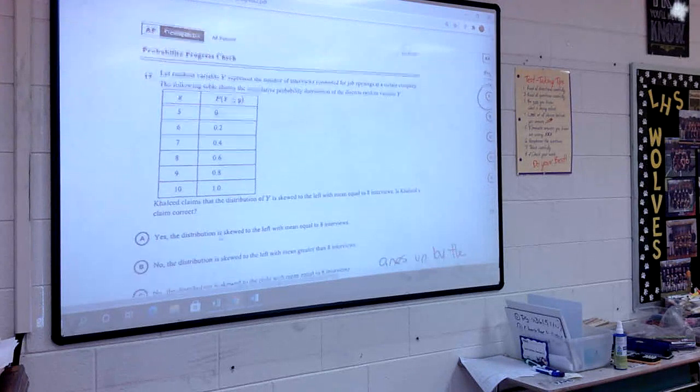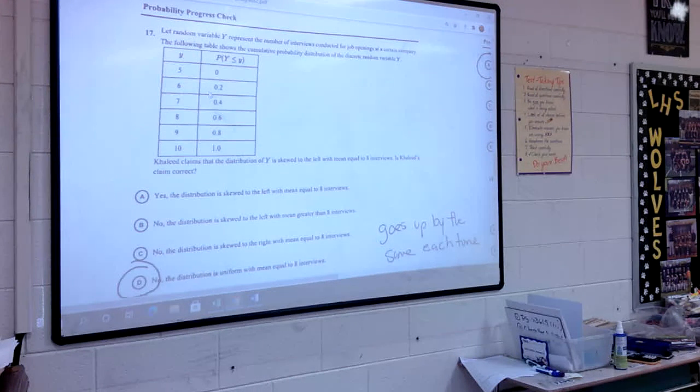17. Now notice, look at these probabilities. They're cumulative. If you notice that, it says less than or equal to. It means they're adding up as you go through until you get to 100%. So you start at 0, 20%, 20%, 20%, 20%, 20%. So are these uniform? Yes, absolutely, because they're going up by 20% each time.